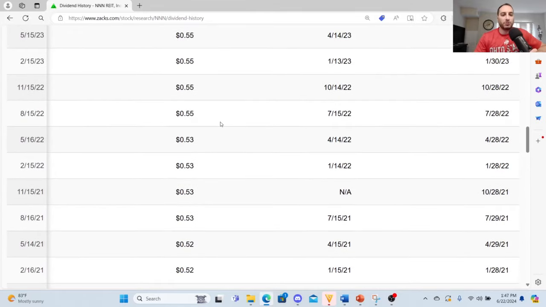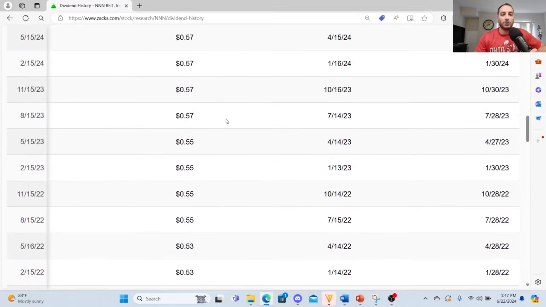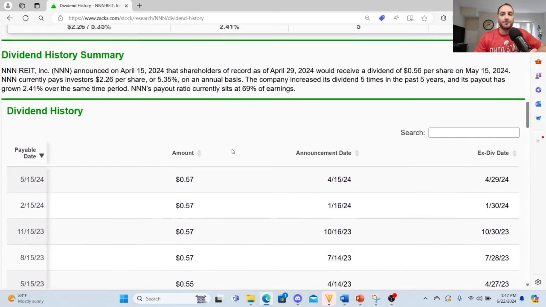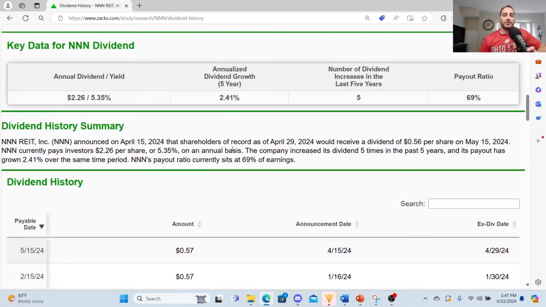Then in 2022, it cracked 55 cents. 2023, it cracked 57 cents. So the number of dividend increases in the last 5 years is 5. Dividend growth in 5 years is 2.41%. It's a little bit of a high yielder, 5.35%. So if you bought one share, you made $2.26.